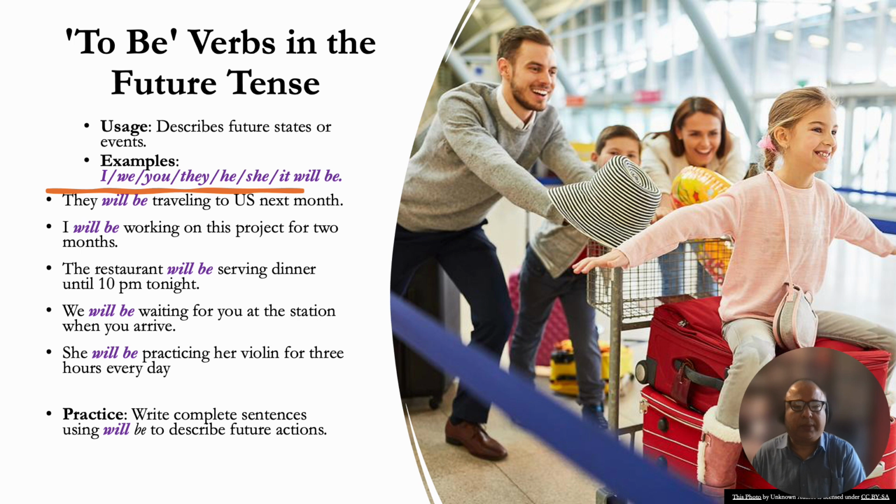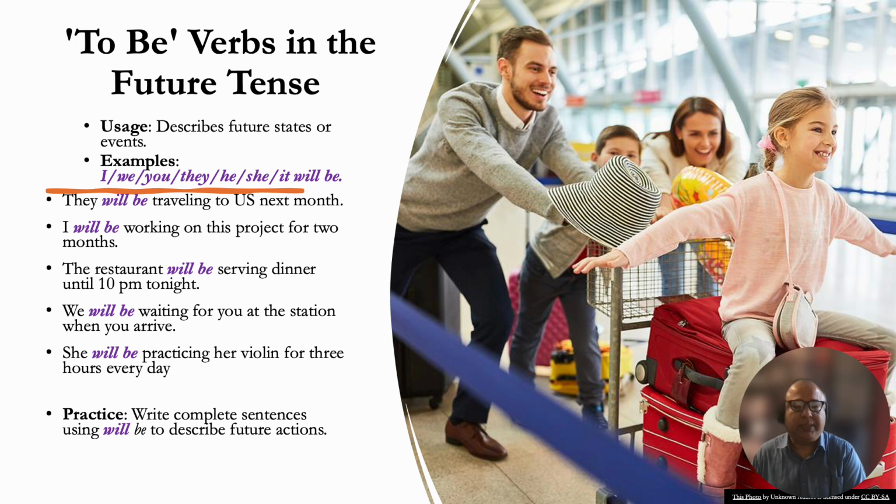Okay, so we have covered past tense, and we learned present tense before then. Now let's study the future tense. When something we plan to do in the future. Okay? So will be. Remember, either will or will be. They will be traveling to the US next month. I will be working on this project for 2 months.